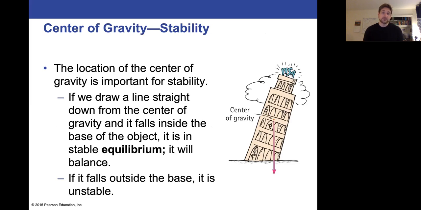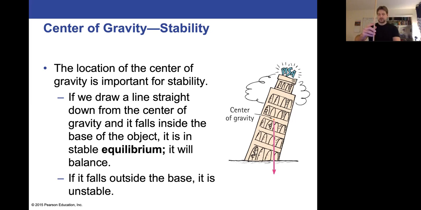This has implications for the stability of an equilibrium. We've got the Leaning Tower of Pisa. It's a sort of go-to example. Galileo was there doing his air resistance thing. If we have some kind of balance, if we draw a line straight down from the center of gravity and the line that we draw passes within the area of support, the base of the object, then we can say that this object is in a, at least locally, stable equilibrium. We can poke at the Leaning Tower of Pisa and it won't go anywhere.